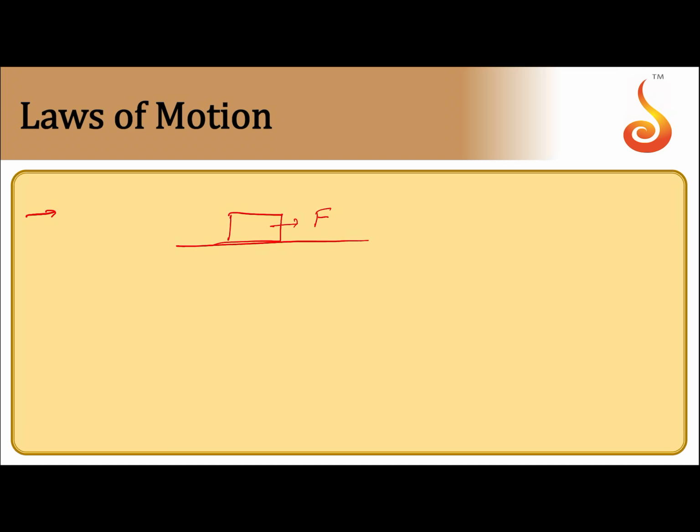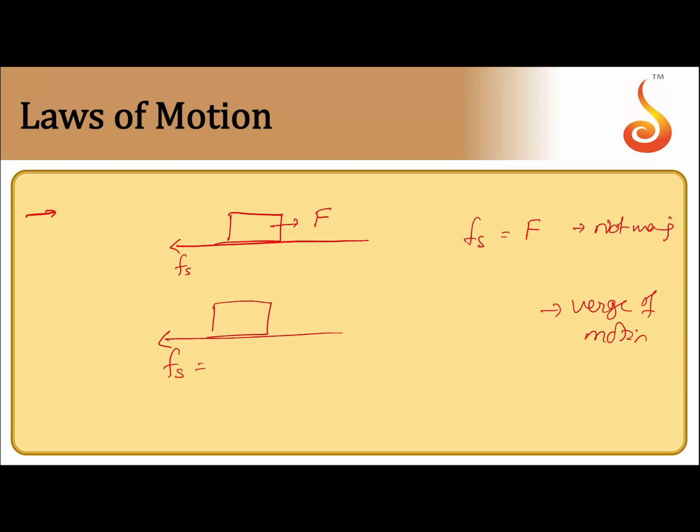If F is the force applied, and if the object is stationary, then static friction is equal to the force, as long as the object is not moving. Now the object is at the verge of motion. Then static friction is equal to limiting friction, and that limiting friction is equal to mu n.